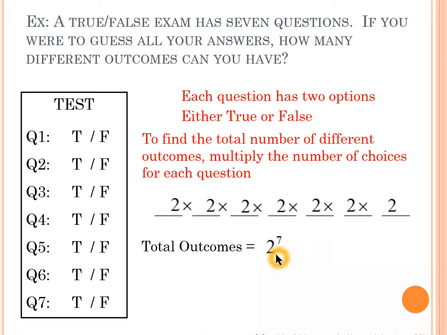So this is simply 2 to the power of 7. 2 times 2 times 2 times 2 times 2 times 2 times 2, 2 to the power of 7. And that would mean you would have 128 different outcomes.